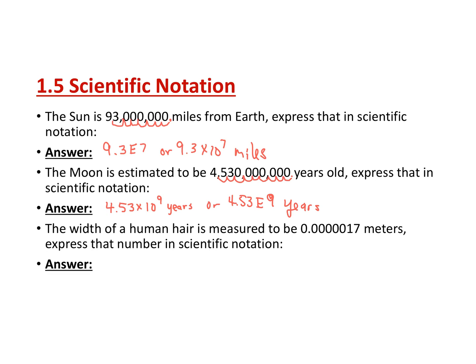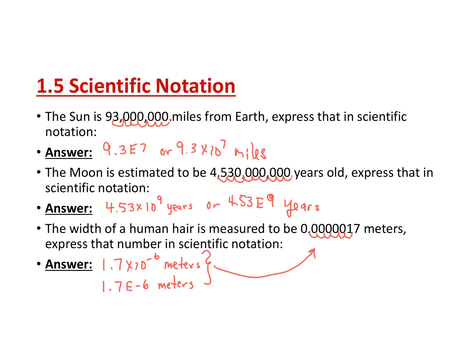Just count how many places I want to move that decimal place. So 1, 2, 3, 4, 5, and 6. So to express that in scientific notation, I would have 1.7 times 10 to the minus 6 meters. Or I could just say 1.7 e to the negative 6 meters. Both of those would be correct, and both of those equal this number right here.